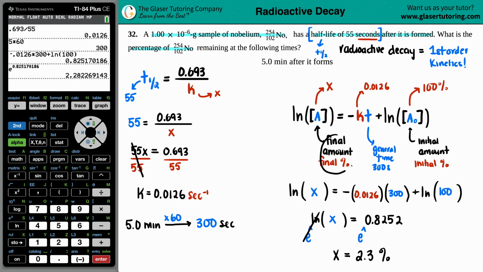We were solving for the final amount in the percentage. So as this is what it says, if we only have a half-life of 55 seconds, so not even a minute, and 5 minutes have gone by, you're not going to have much left. And you're only going to have 2.3% left of your amount. And that's the answer.